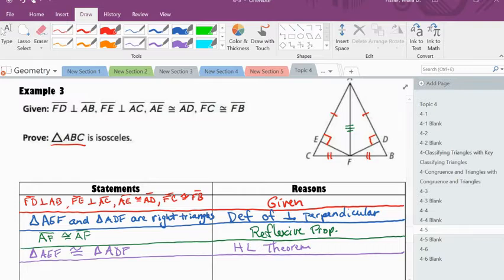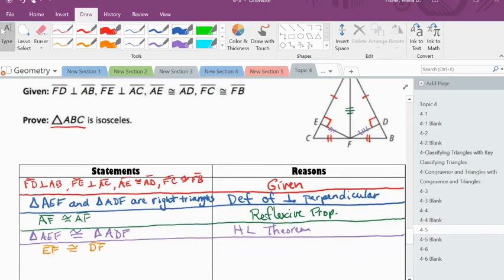Because we know that those triangles are congruent, I can actually determine that EF is going to be congruent to DF. So EF is congruent to DF. And the reason that I know that is CPCTC. Those two legs are the other legs of those right triangles. So because the triangles were congruent, then we could determine that the extra pieces were congruent.